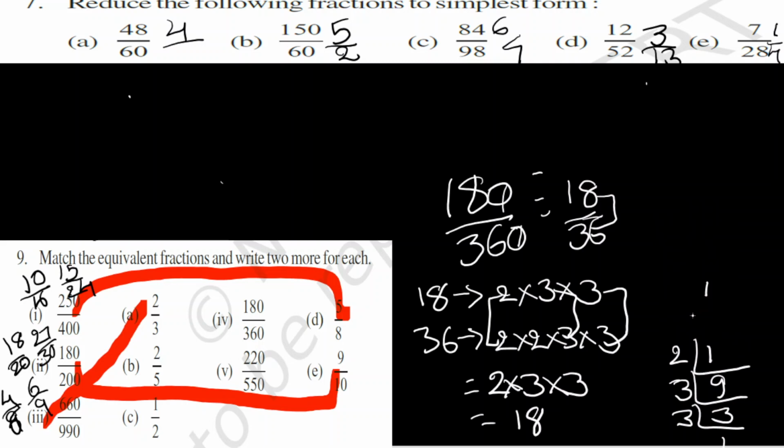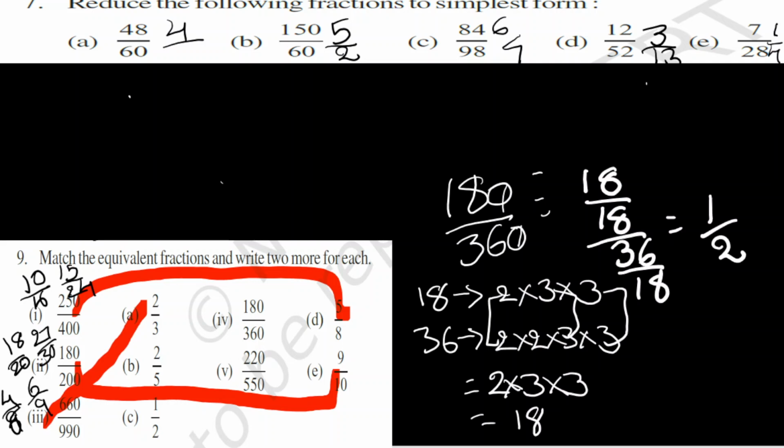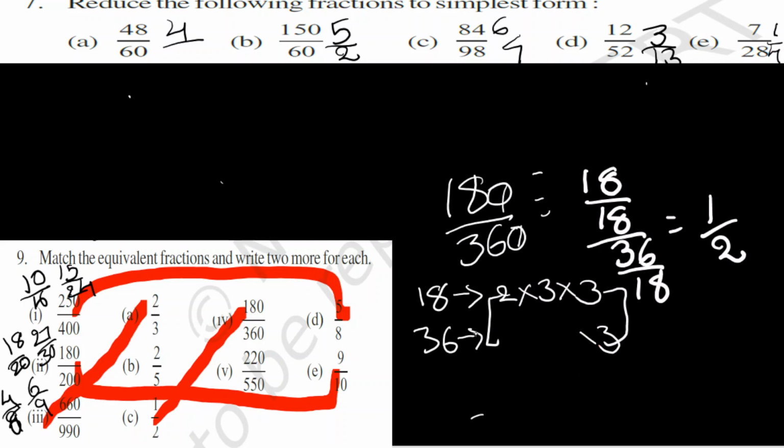Now let's divide with the HCF. Both the numerator and denominator should be divided with the HCF. Now 18 by 18 and 36 by 18. So the fraction is nothing but 1 by 2. This 180 by 360 is the equivalent fraction of 1 by 2. And let's write two more equivalent fractions of 1 by 2.